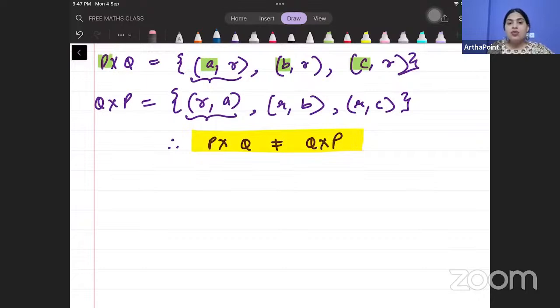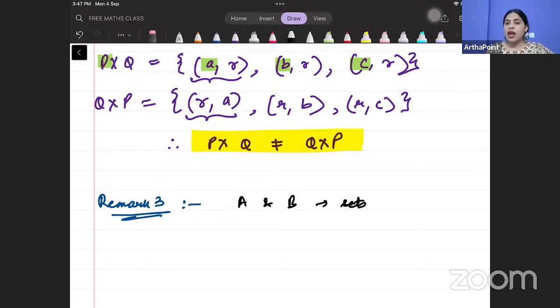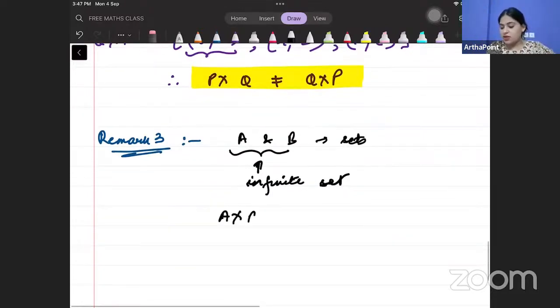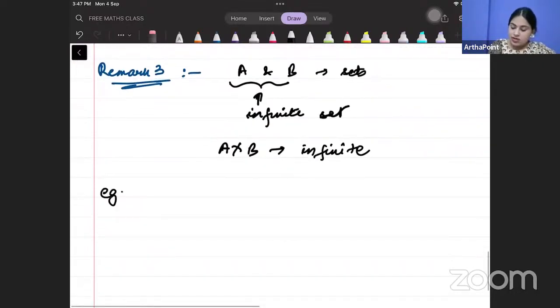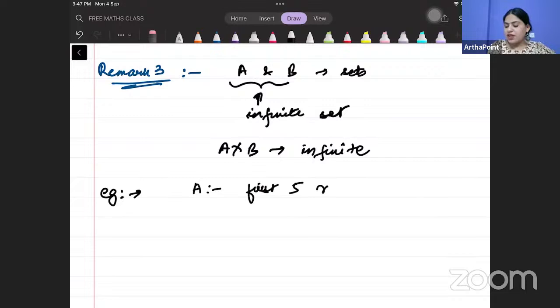Okay, beta. Now, I want to go ahead and I want to talk about remark 3. Listen to me. Suppose A and B, you have these two as sets. And one of them is an infinite set. A और B दो sets हैं और इसमें से एक set infinite set है. If that is the case, तो बेटा A cross B automatically infinite हो जाएगा, है कि नहीं? Just take an example. Suppose I tell you A is first 5 natural numbers.